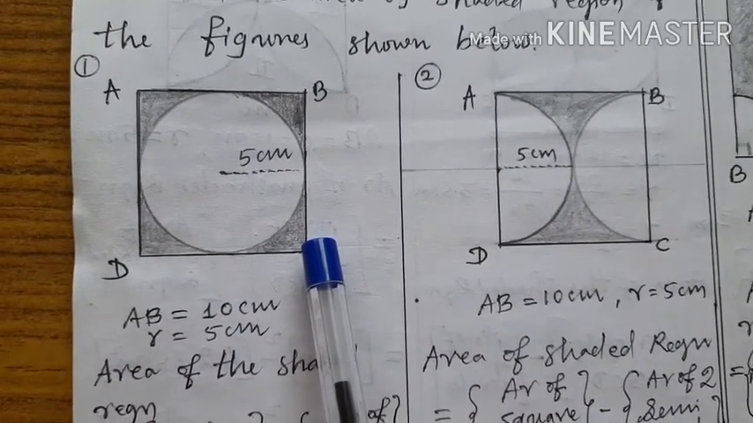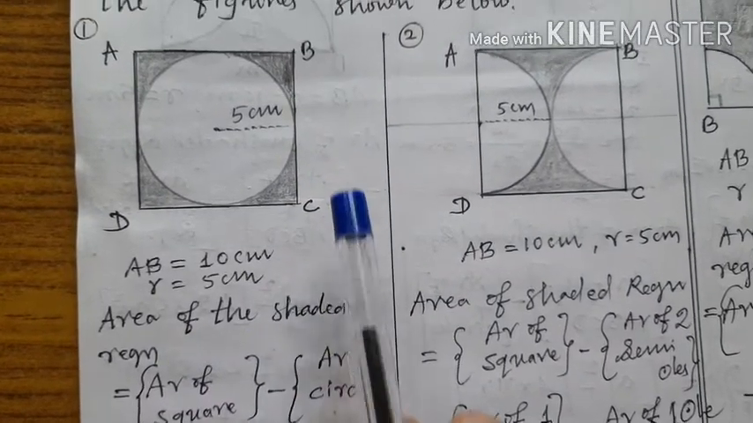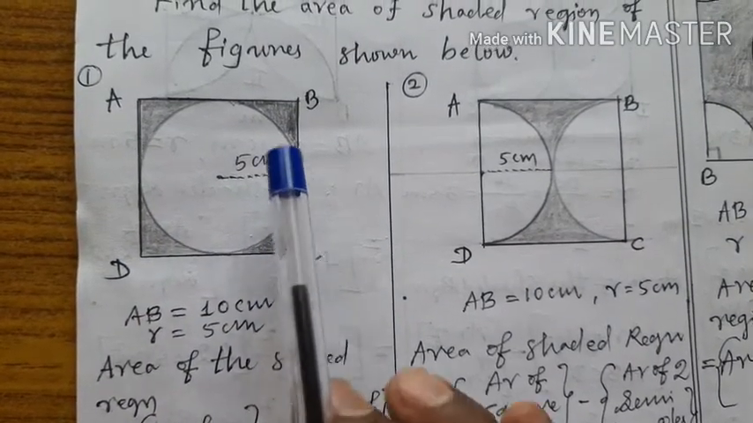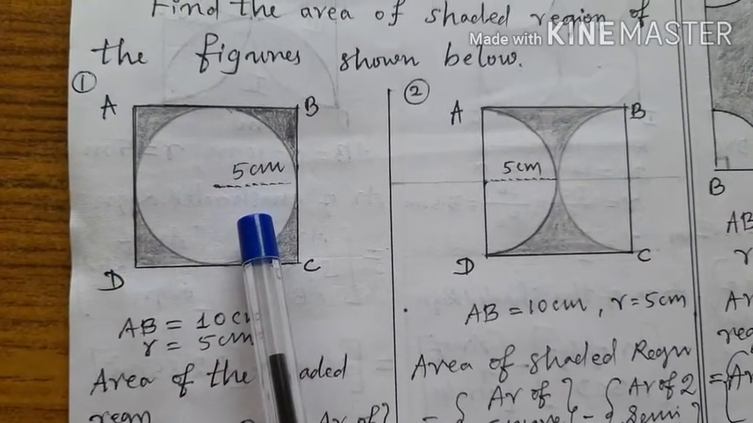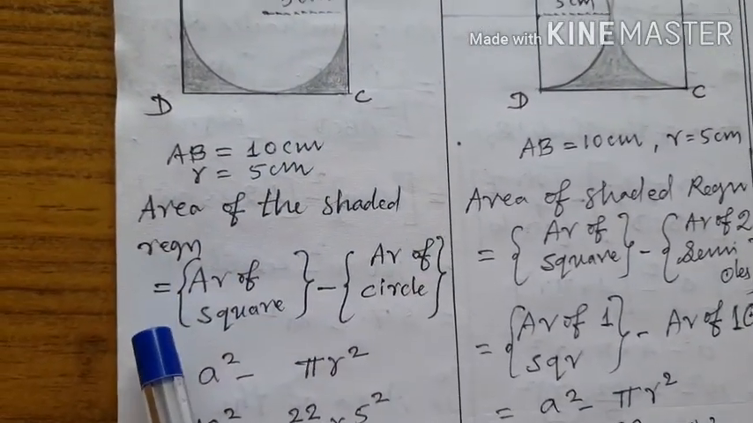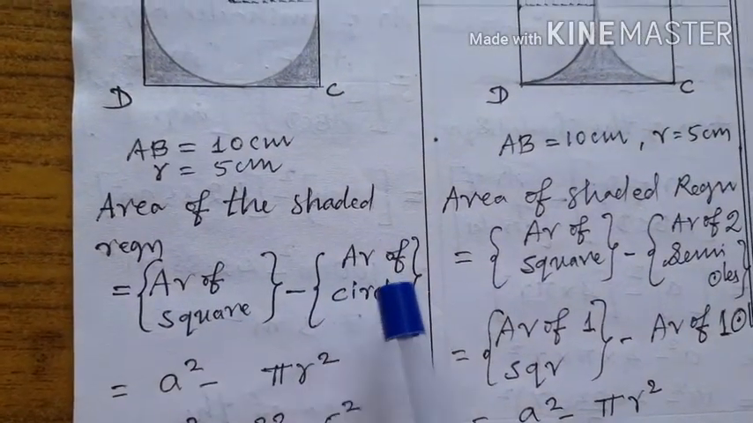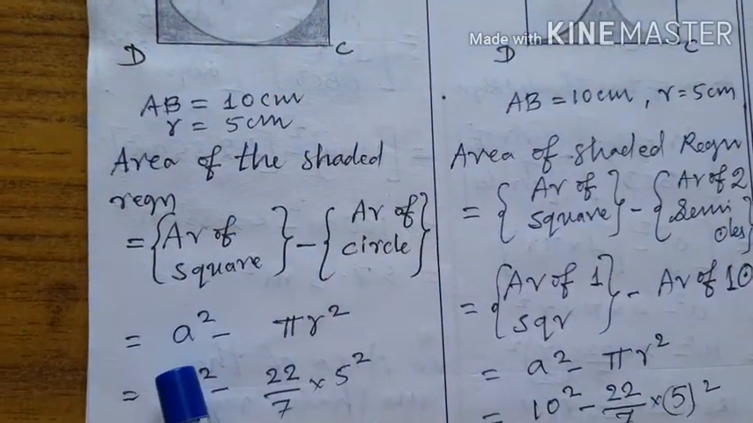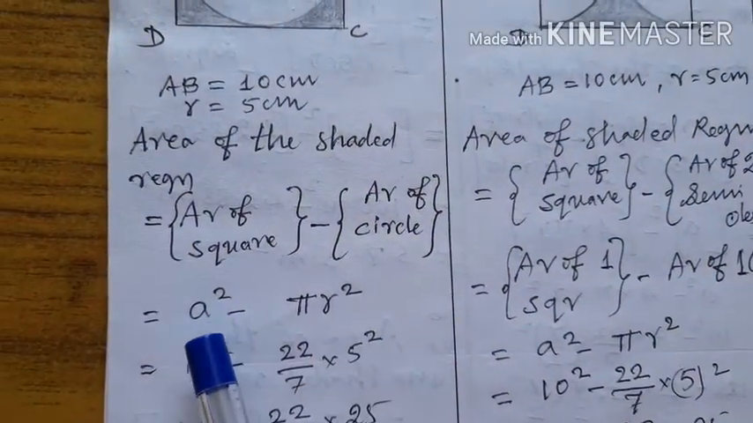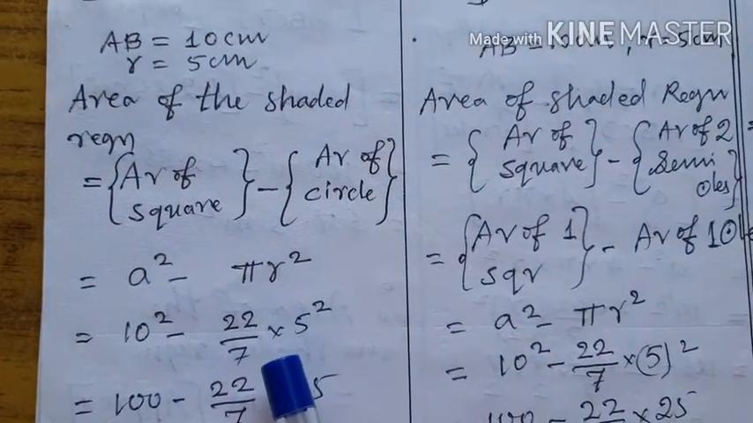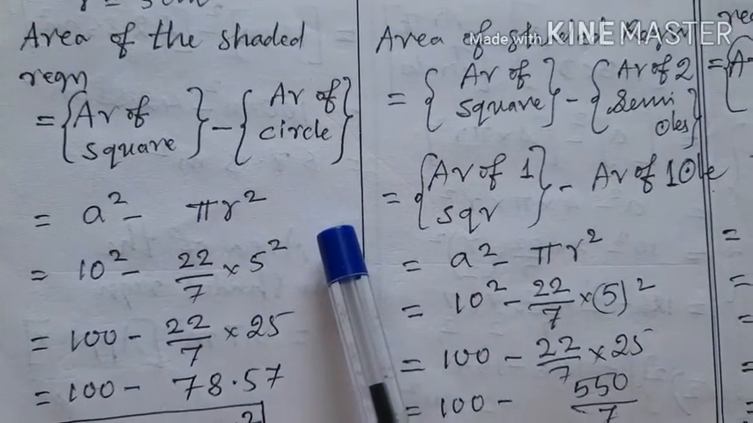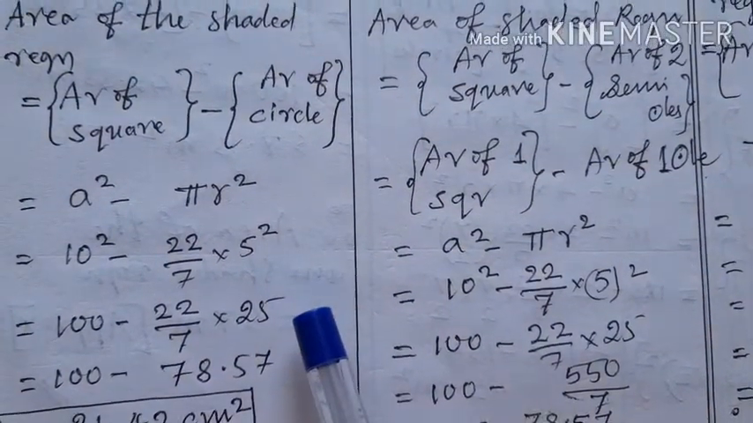So the area of the shaded region is equal to the area of the square minus the area of the circle. Then you will get the area of the shaded region, isn't it? Area of square is a square, minus area of circle is pi r square. Here a is 10, so 10 square, and pi is 22 by 7 into r square, that is 5 square. Therefore it is 22 by 7 into 25.